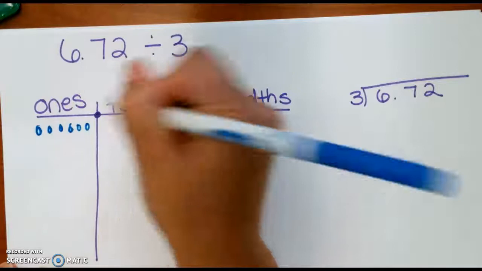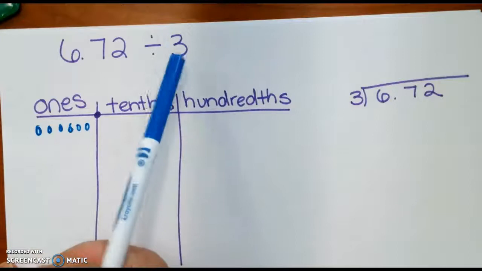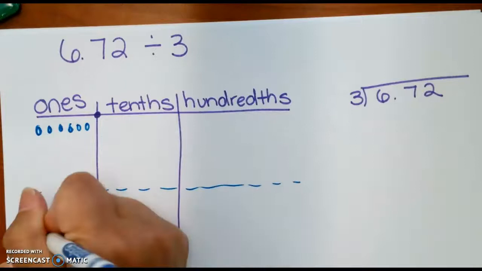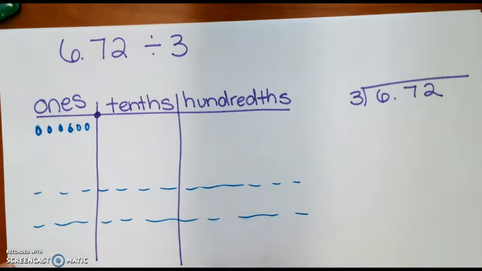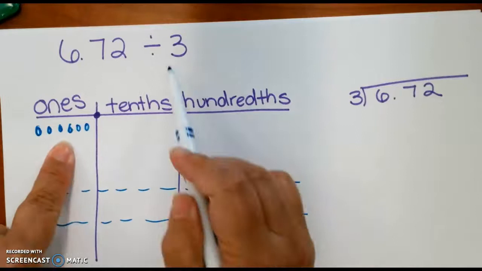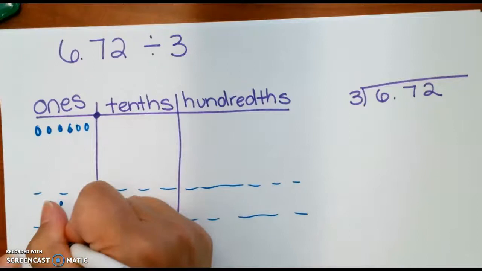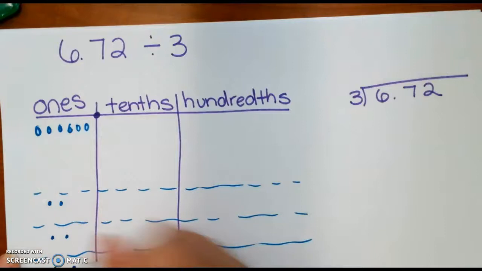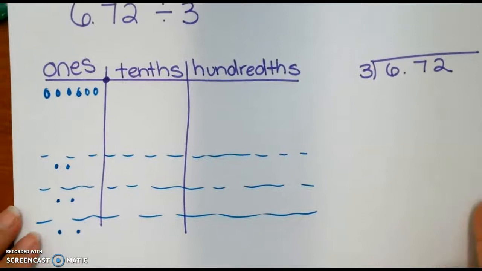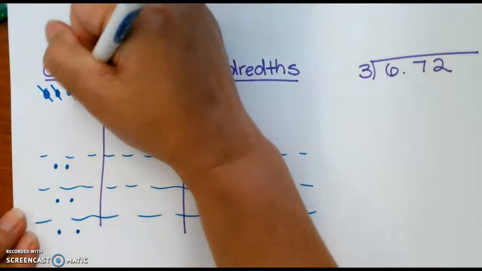Now, because I'm dividing by 3, I'm going to put my discs into 3 groups. So, if I have 6 and I divide by 3, how many are going to be in each group? 6 divided by 3 is 2. So, I'm going to put 2 in this group, 2 in this group, oops, I need one more space, and 2 in this group. Okay, and I'm going to cross them off as I do that to show that I've used them. So I have 1, 2, 1, 2, 1, 2.